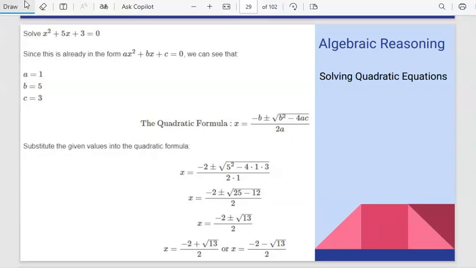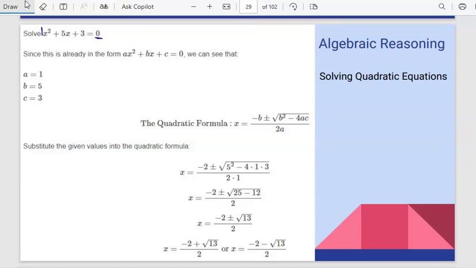Solving quadratic equations. Solve x squared plus 5x plus 3 equals 0. Since this is already in standard form, we can see that a equals 1, there's 1x squared here, b equals 5, and c equals 3. We want to make sure that one side of the equation is 0 before we identify a, b, and c. If there's only a variable there, it's a 1 for the coefficient. If there's nothing there at all, not even an x, then it would be a 0 for that coefficient.